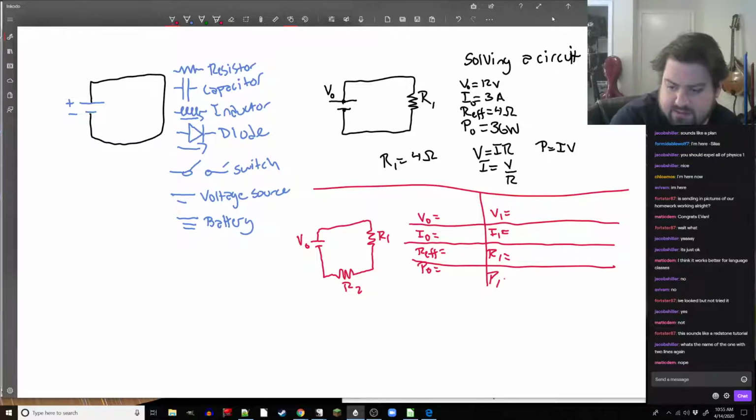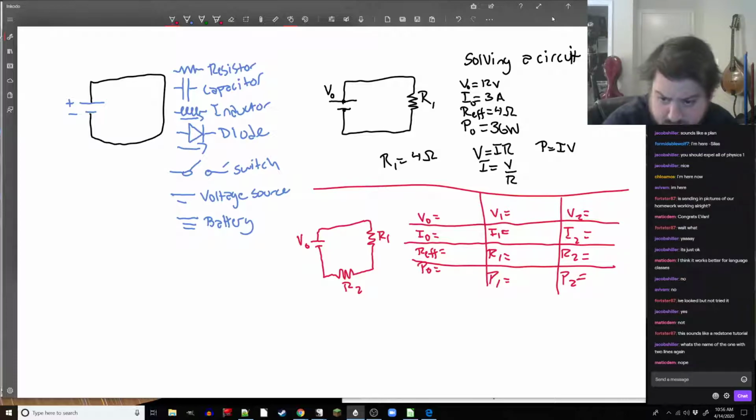Okay, all these things for each of the elements. And then finally V2, I2, R2, and P2. Okay. In this case, I'm going to need to give you some information before we start. So let's keep V0 the same, 12 volts.